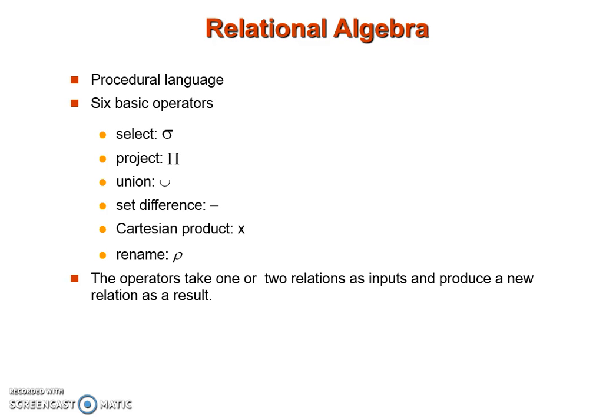Relational algebra is a procedural query language and it consists of six basic operators, which are select, project, union, set difference, Cartesian product and rename. The operators take one or two relations as inputs and produce a new relation as a result. Among these, select, project and rename are unary operations, and union, set difference and Cartesian product are binary operations. We will see each operator in detail.